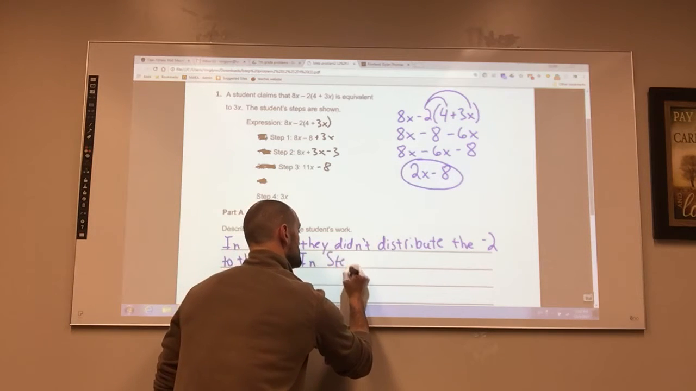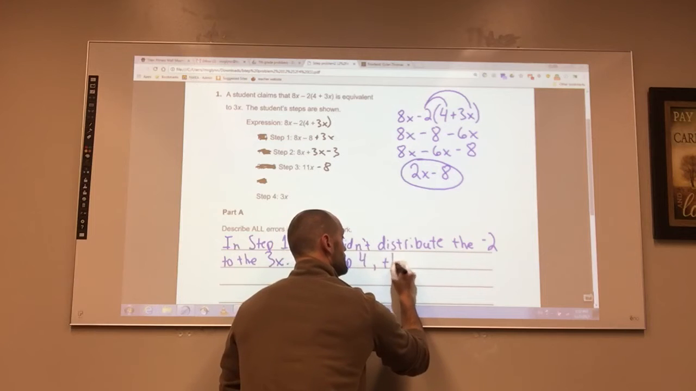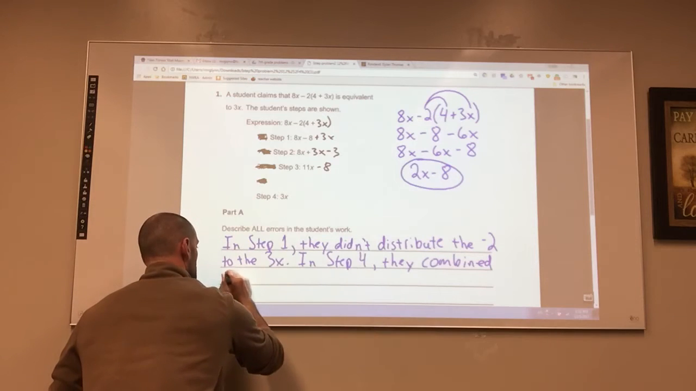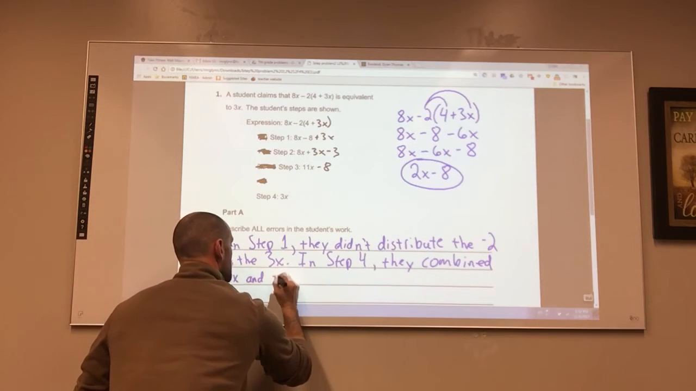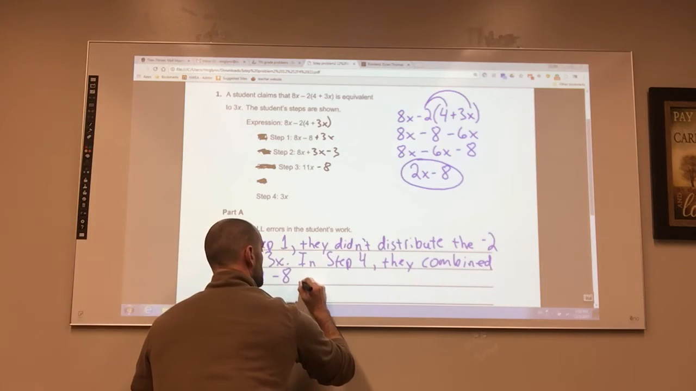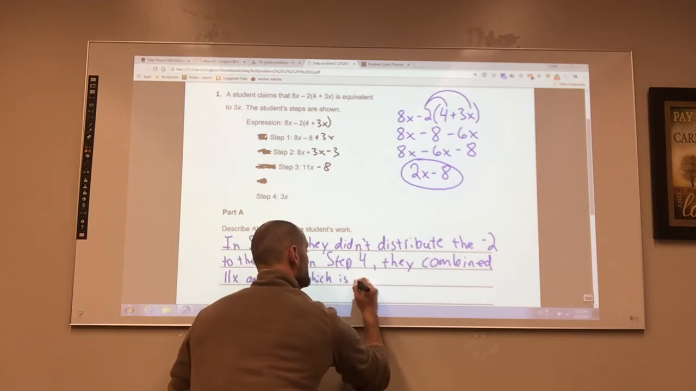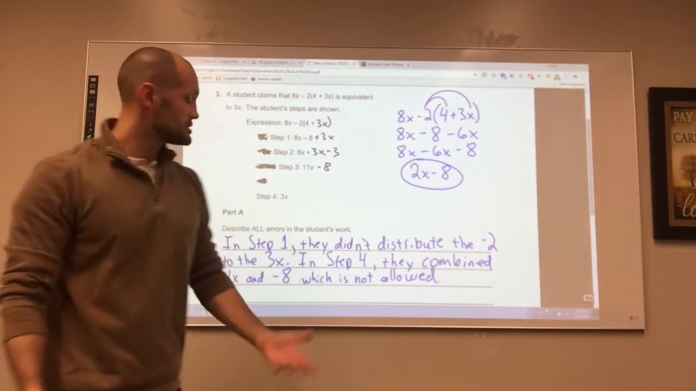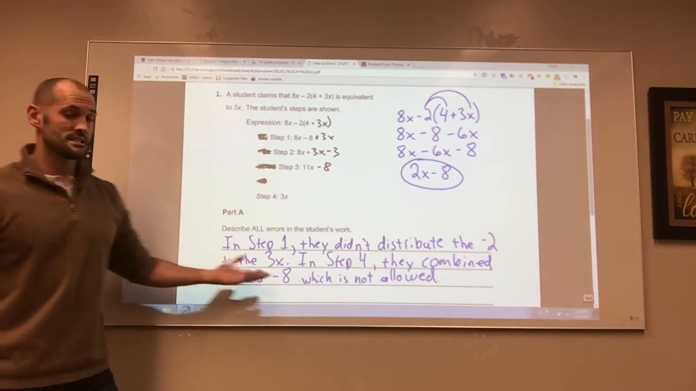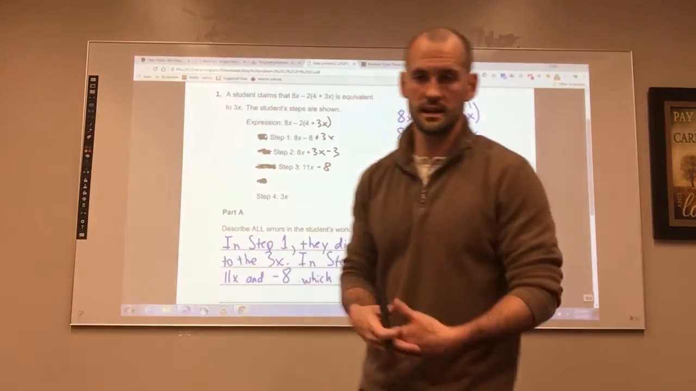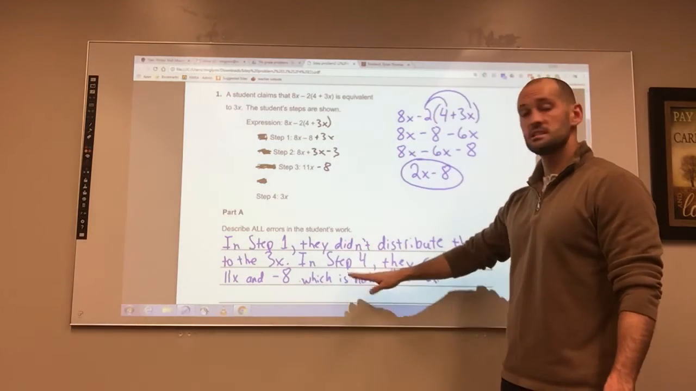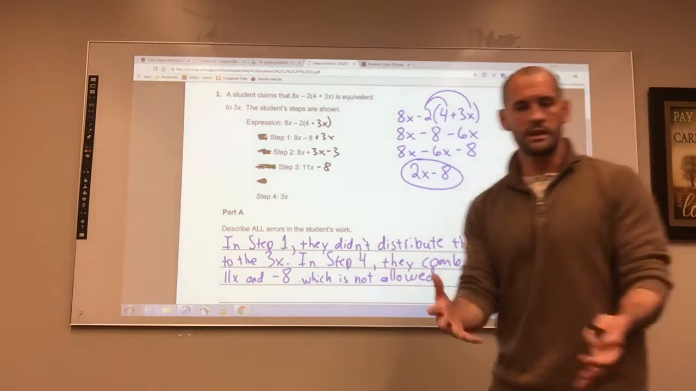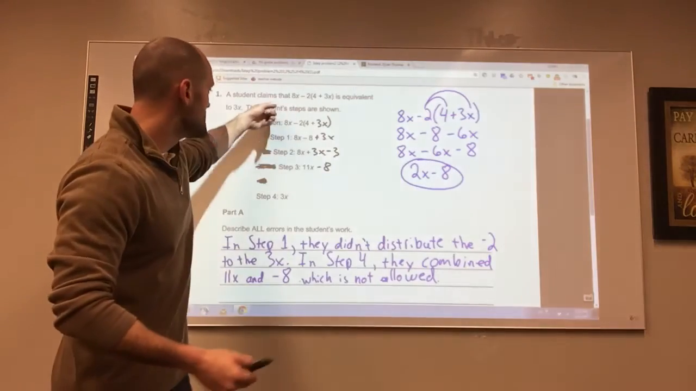In step 4, they combined 11x and -8, which is not allowed. If you wanted to, you could also make a statement about 11x and -8 are not like terms, therefore you cannot combine them. But again, I'm identifying the mistake. I'm not saying it should be 2x minus 8. Okay, thanks. We know that now, but we're asking, what did this student do wrong?